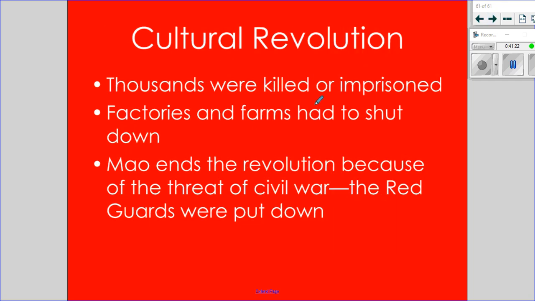Thousands of people were killed in the Cultural Revolution. Factories and farms had to be shut down. Mao ended the revolution because it threatened to rip China apart in civil war. Eventually, the United States, under Nixon, normalizes relations with China. Nixon famously visits China and establishes normal relations with China. So, in China today, there's still a communist party, but they are definitely a capitalist economy.